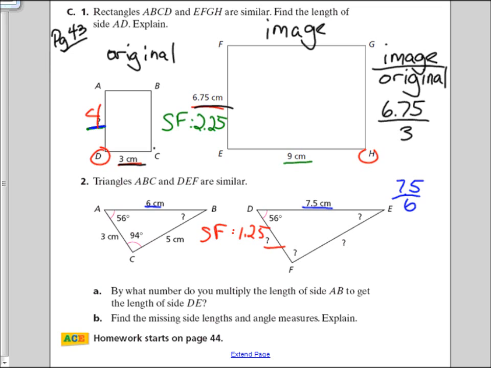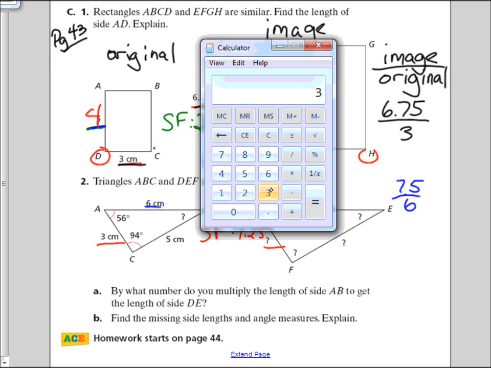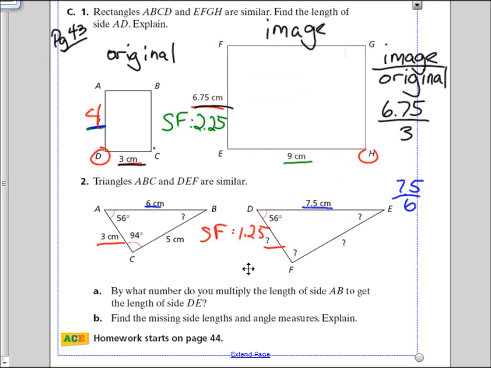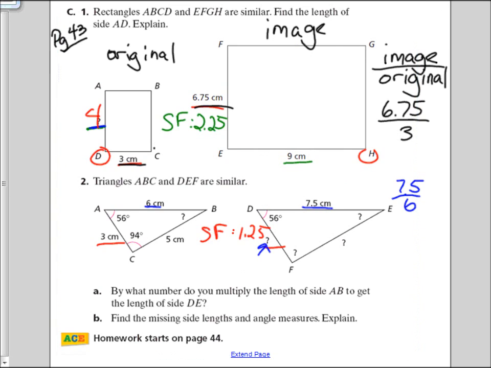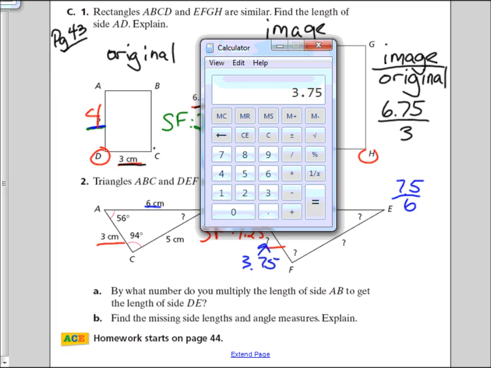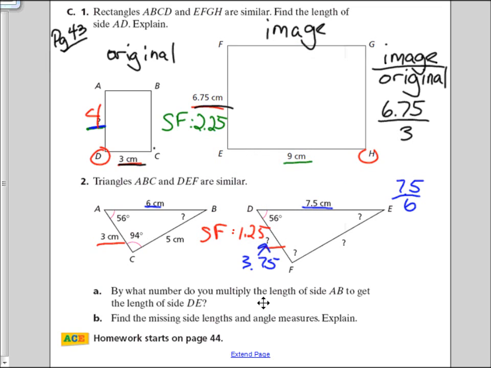So to figure out this missing length right here, 3 times 1.25, 3.75. And to figure out this missing length right here, 5 times 1.25, 6.25. And each of these are centimeters.